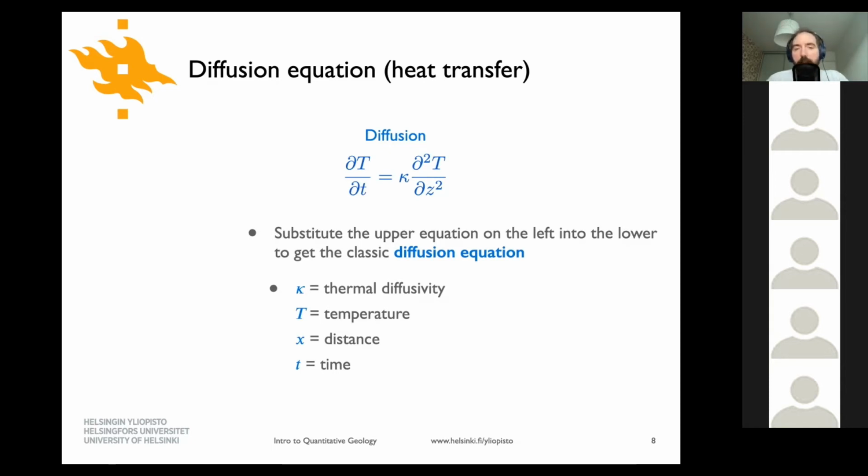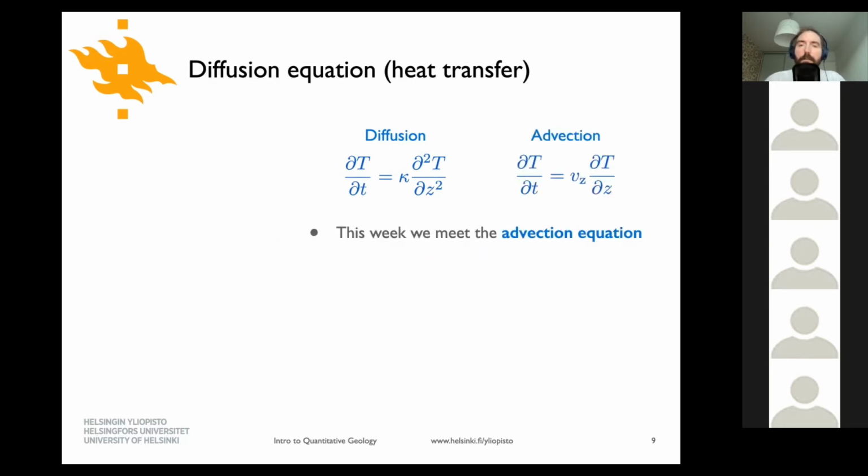This is a nice example because we already know a little bit about the diffusion equation, and we can put this together with an advection equation to allow us to simulate heat conduction and heat advection together, which is a useful thing to do, especially when we start talking about thermal chronology.